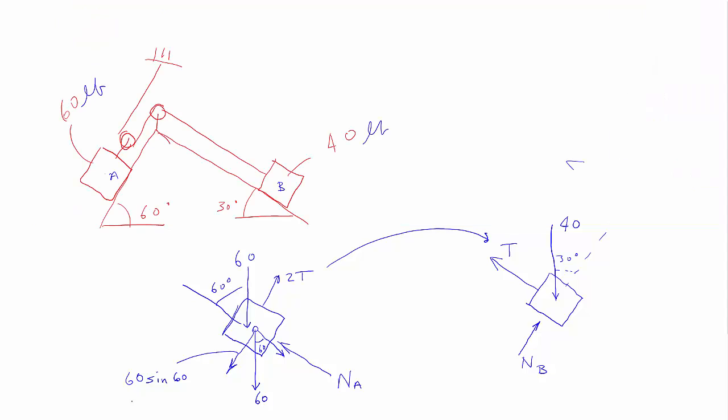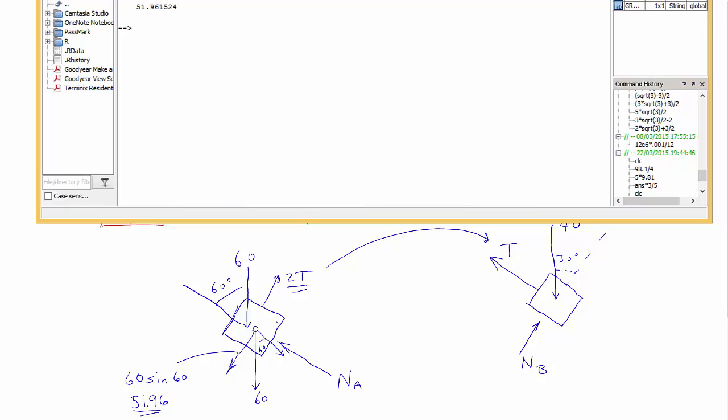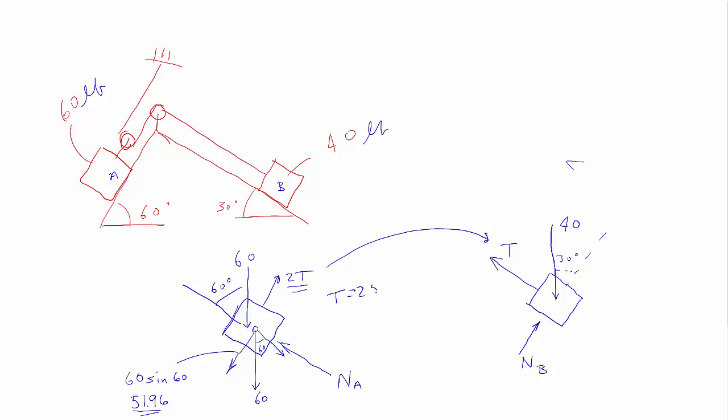51.96. Now, if it was in static equilibrium, then this value should be equal to that, giving you the tension. That being the case, you get 25.98. So you would get a tension equal to 25.98, the static tension. Now, we're going to have a dynamics problem in a minute, so that's not going to be what happens here.